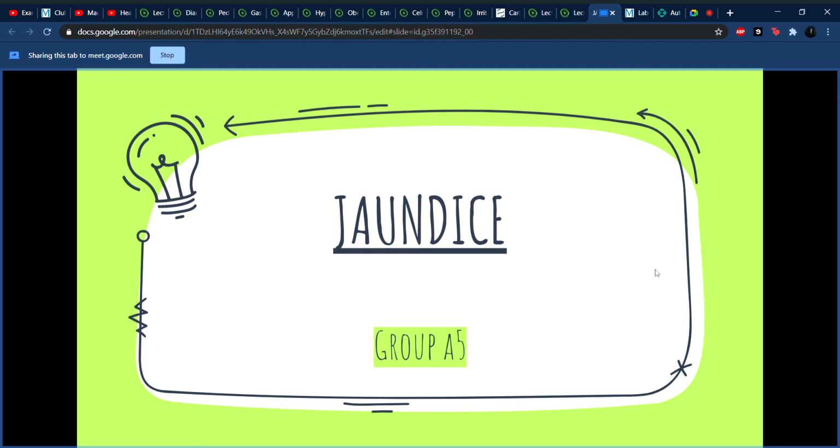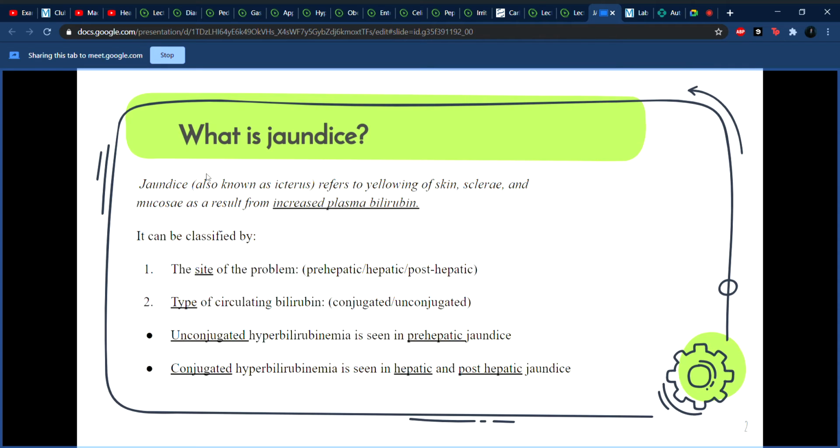It's when our blood hemolyzes and then produces a yellow discoloration. Yellow discoloration, okay, that's a good point. The actual definition of jaundice is the yellowing of your skin, your sclera, and your mucous membrane as a result of increased plasma bilirubin.